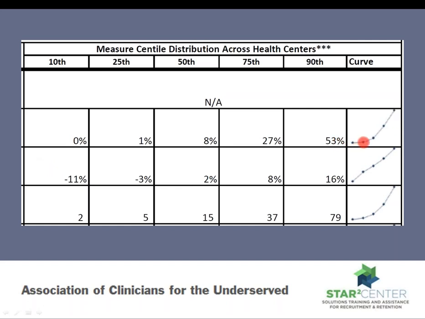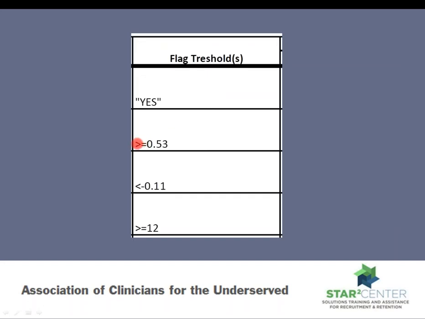You can see it's a slow creep and all of a sudden a big jump. And each of these curves looks a little bit different. So for this one, pretty wide distribution. And again, we needed to decide, okay, what's an outlier that may require specific action from that health center? And for this one, we decided to flag at the top end. So there's another column that says threshold, and you'll see here we flagged at the top end, greater than or equal to 53%.